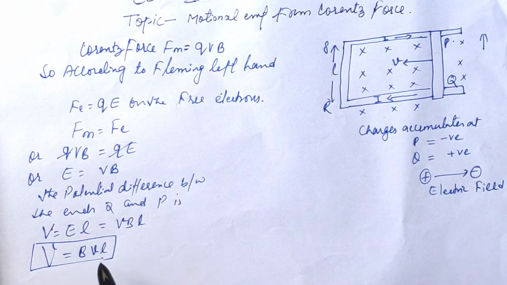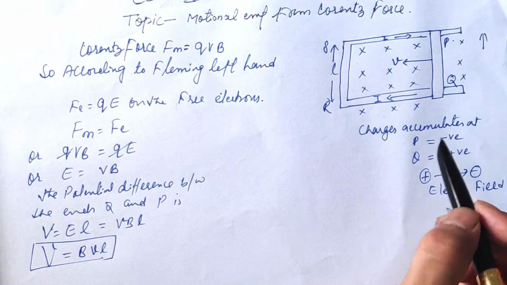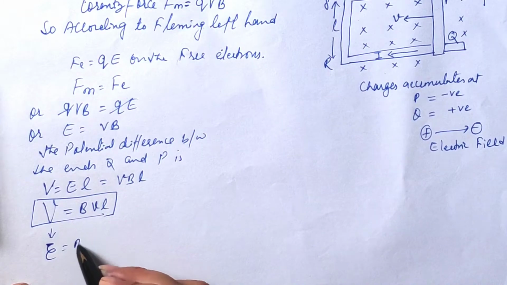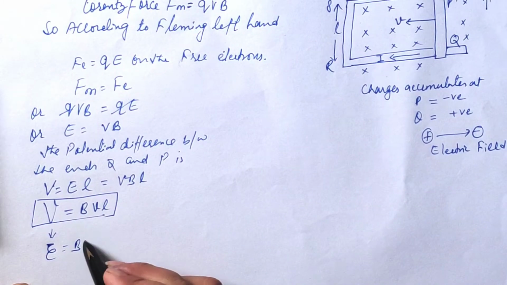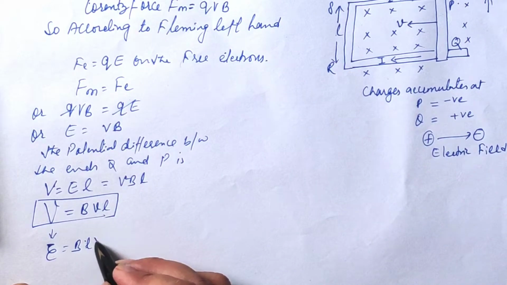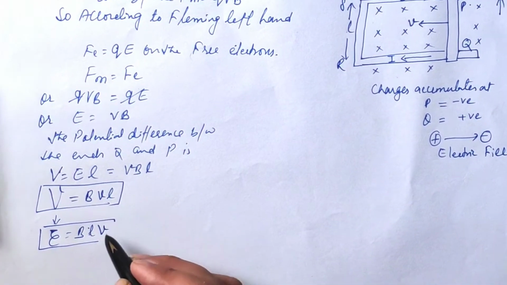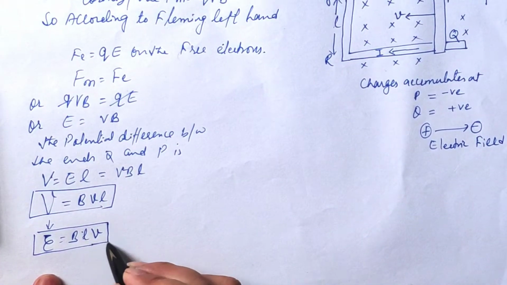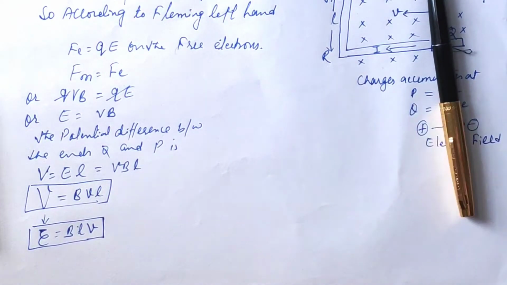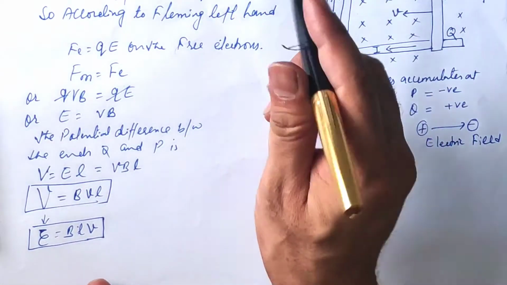Magnetic force on the moving free electrons that maintains the potential difference and produces the motional EMF, that we can write: this V is equal to E, that is equal to motional EMF. Motional EMF, we can write this equation vBL. So motional EMF is nothing but the EMF produced when there is motion in a magnetic field. So this is known as motional EMF from Lorentz force.